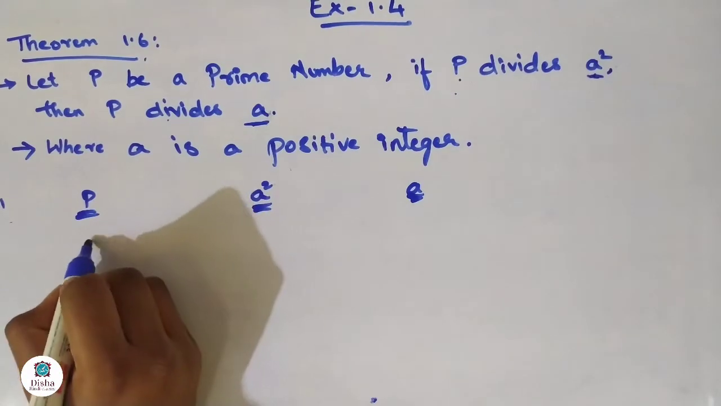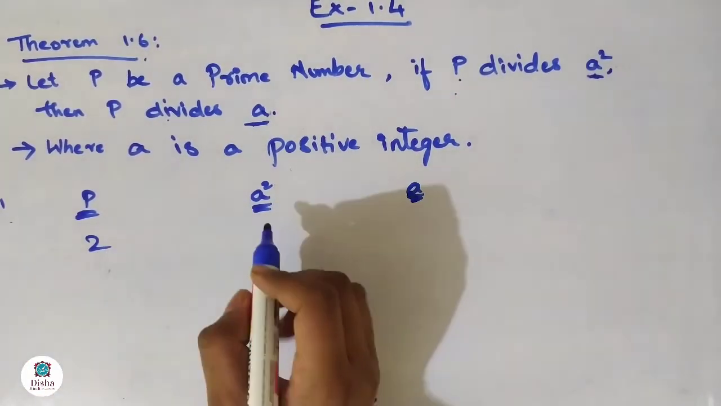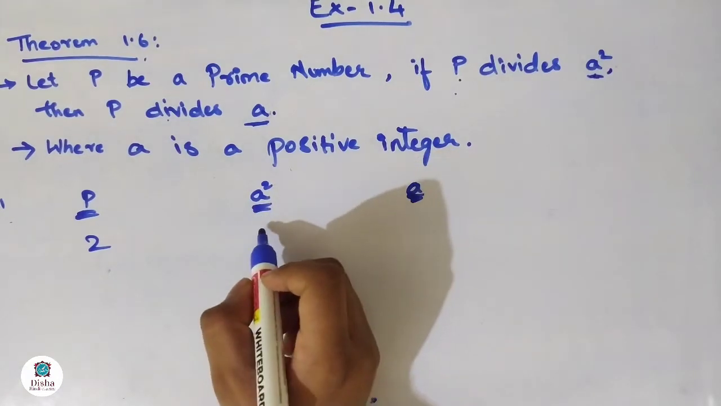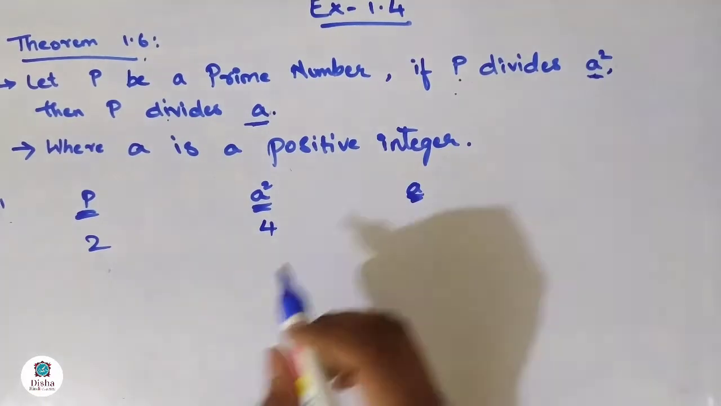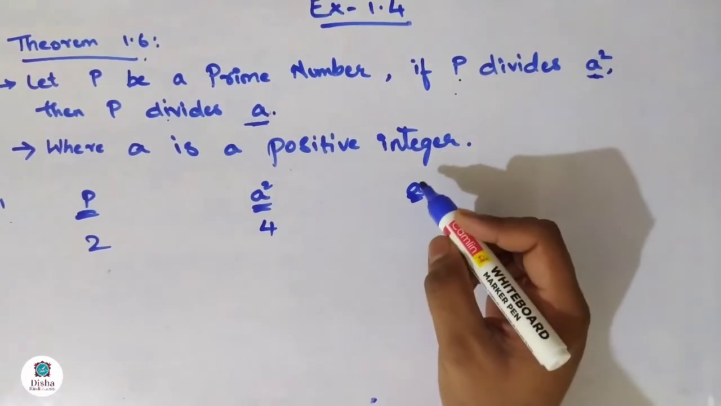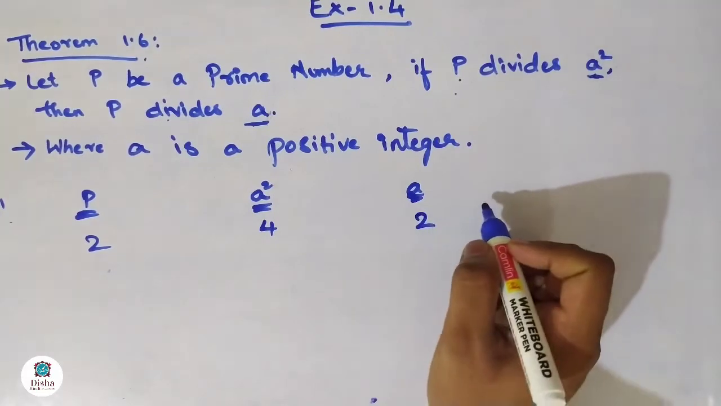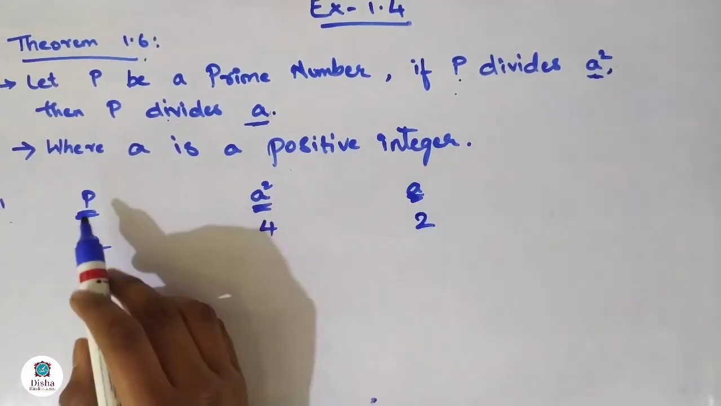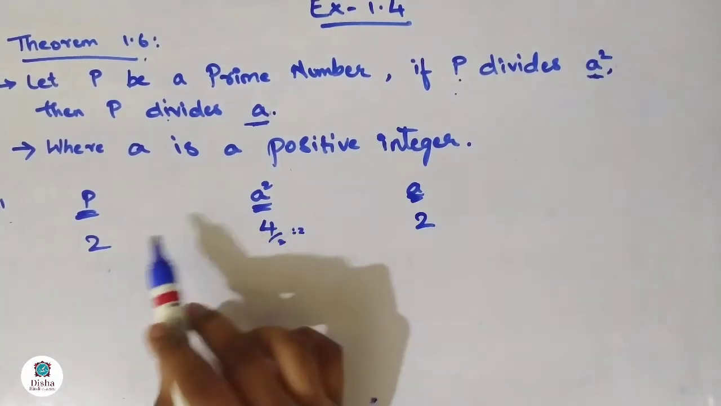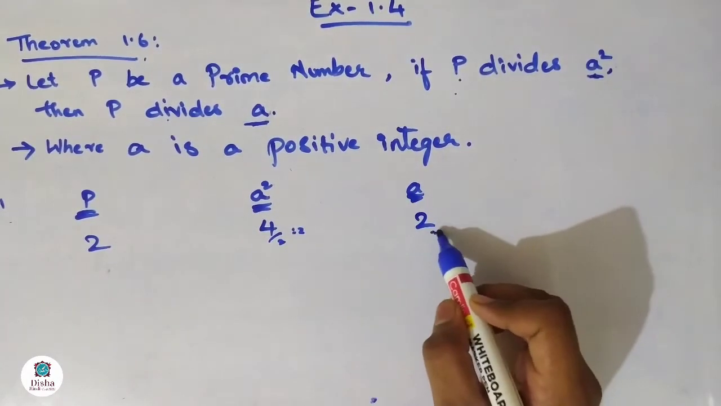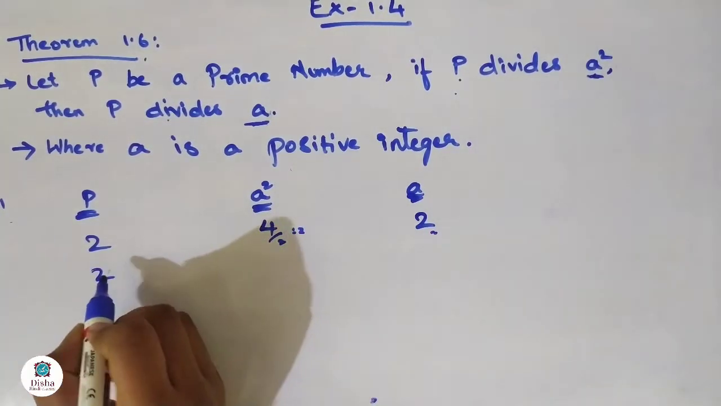So let us take the value of p as 2, right? Then for a square we can take 4. If a square is 4, then a will be the square root of 4, that will be 2, right? Now p is dividing a square, that is 4 by 2 equals 2. Then p also divides a, which is 2, right?